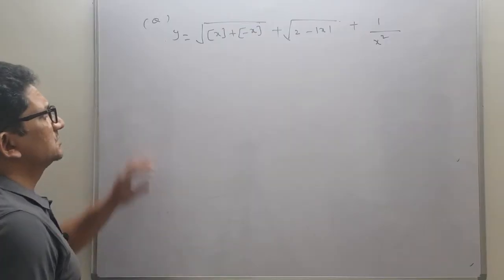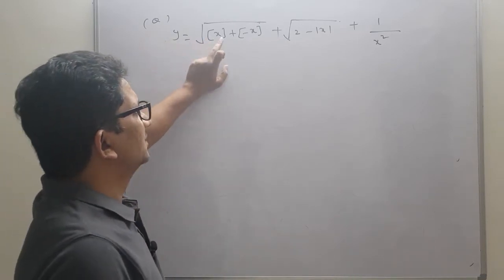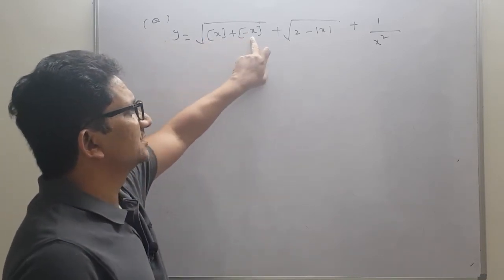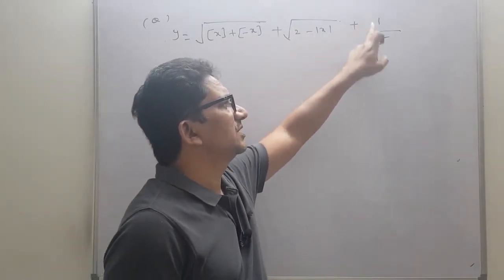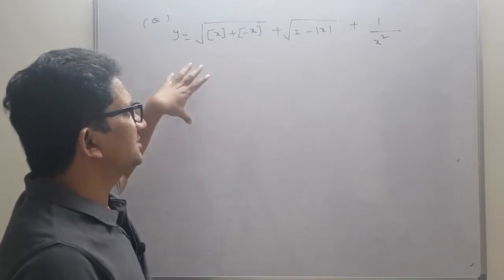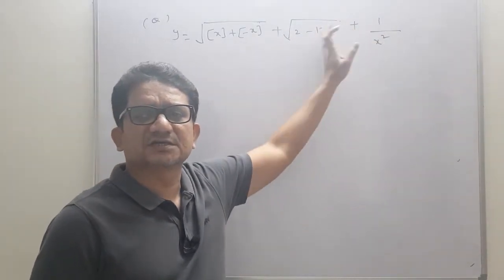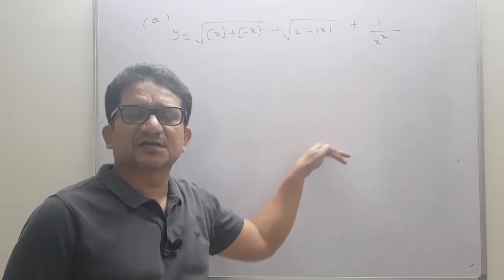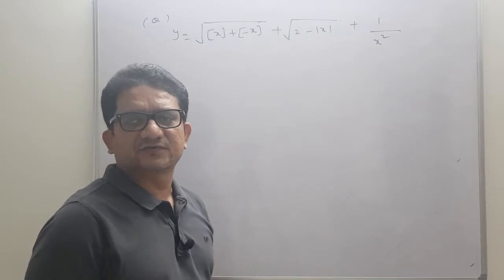So the question is, find the range of y equals to square root of [x] plus [-x] plus square root of 2 minus |x| plus 1 by x square. First aim is we need to find the domain of each and every function here, and then we need to take the common solution and then find the range of the function.